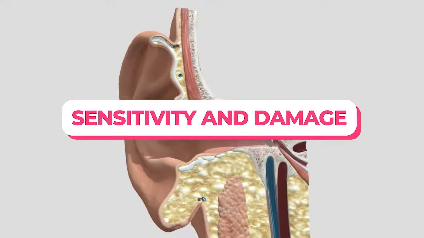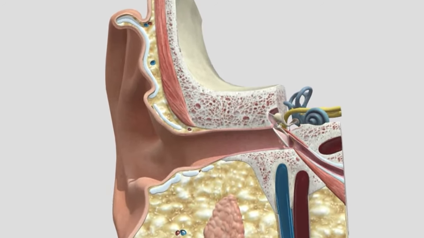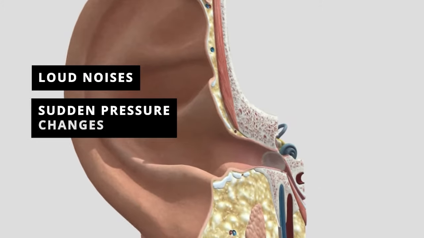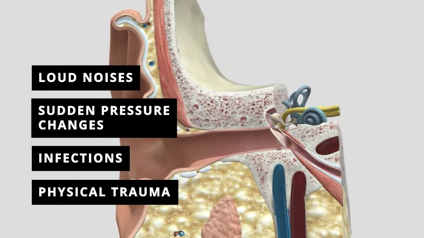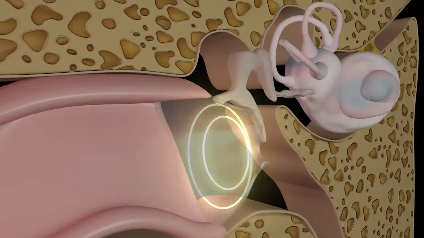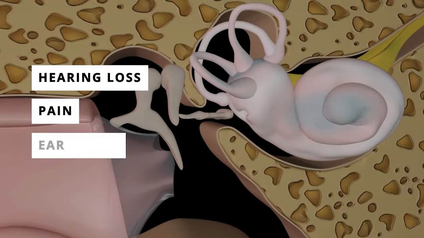Sensitivity and damage. The eardrum is sensitive and can be damaged by various factors, such as loud noises, sudden pressure changes, infections, or physical trauma, like poking it with a cotton swab or other object. A perforated eardrum, a tear or hole in the eardrum, can lead to hearing loss, pain, and increased susceptibility to ear infections.